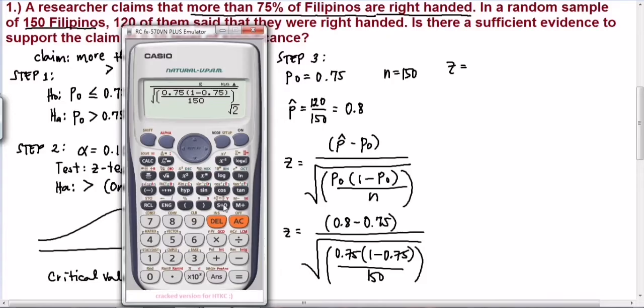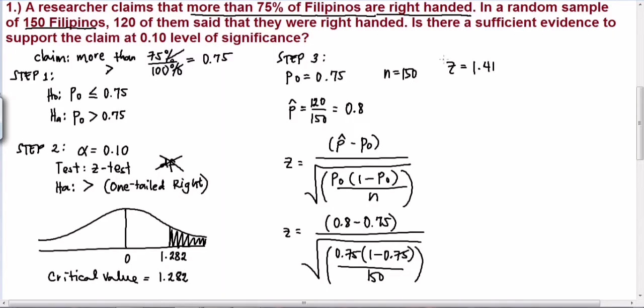So, pag equals natin, kunin si decimal. So, the answer is 1.41. Round off palagi sa hundredths place. So, 1.41. Ayan, may answer na tayo.